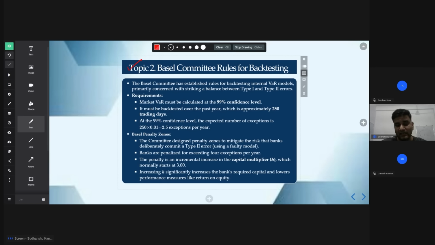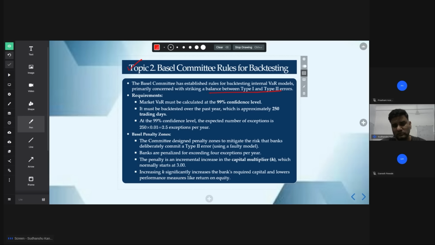The core idea here is you balance your type 1 and type 2 error. Backtesting tries to find the middle ground between type 1 error, which is rejecting a good model, meaning you're too strict, and type 2 error, which is accepting a bad model, meaning you're too lenient. Basel rules are designed to make sure banks don't deliberately use a faulty model that underestimates risk, which is type 2 error, while also not punishing them too harshly for random bad luck.